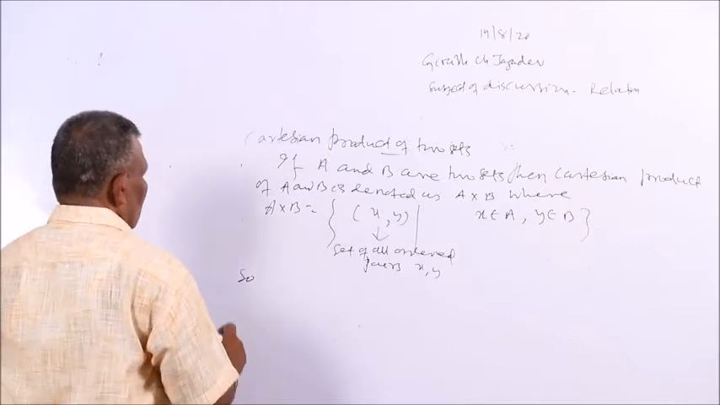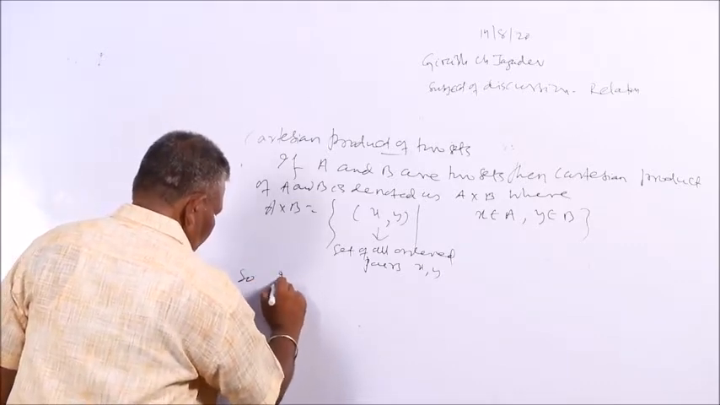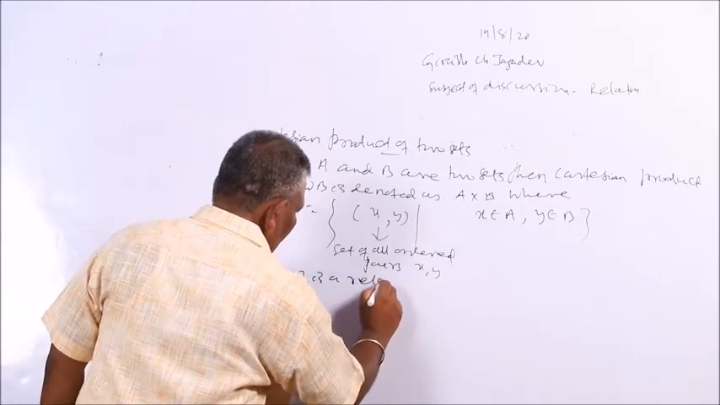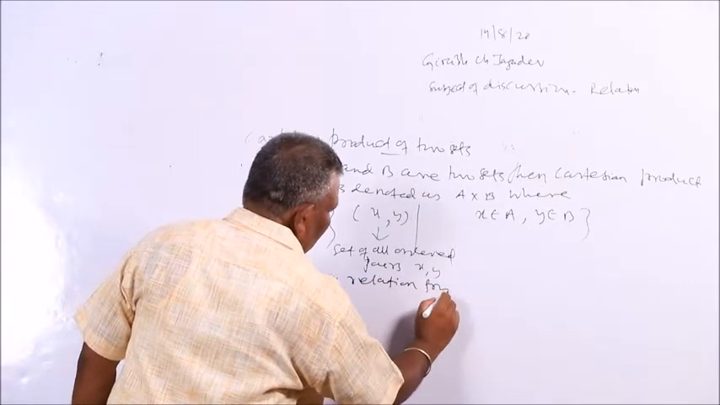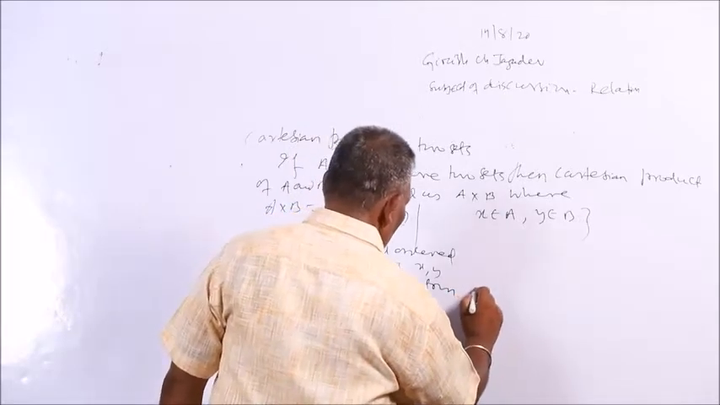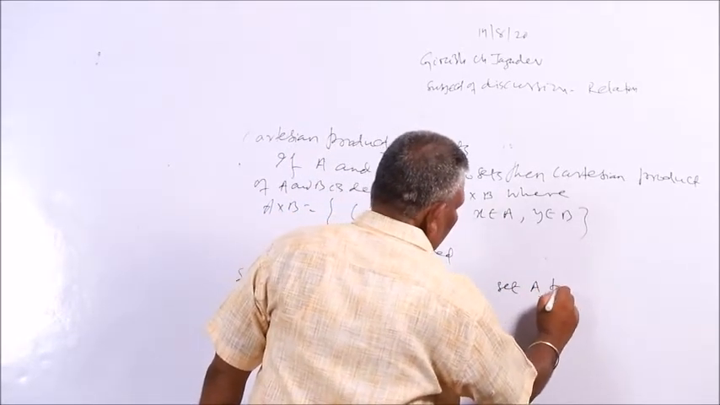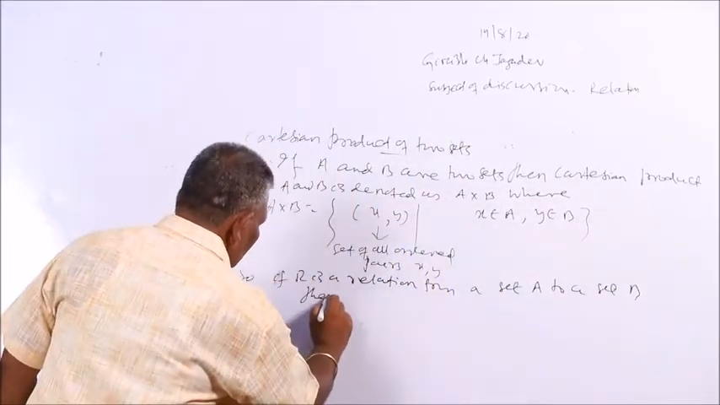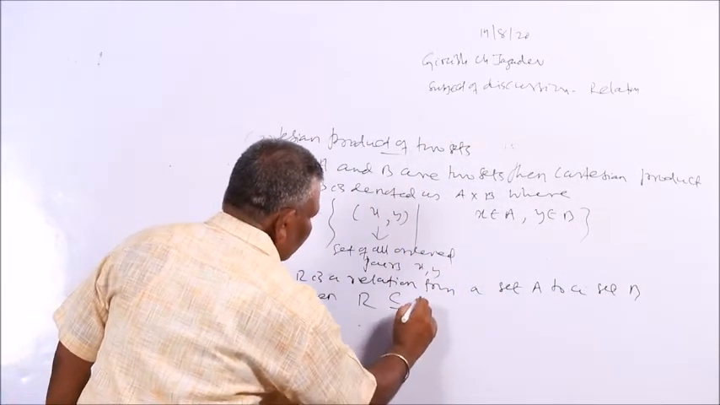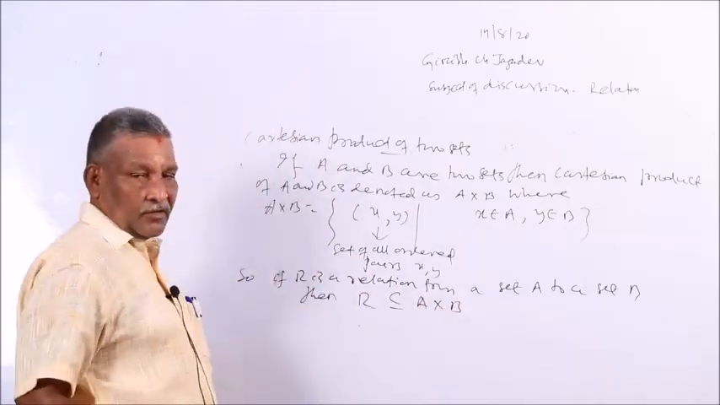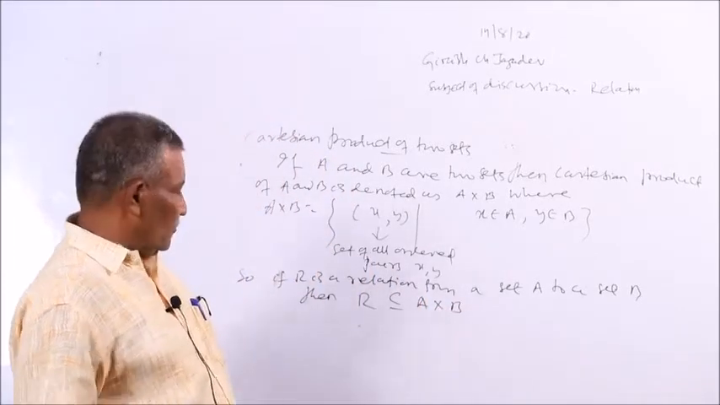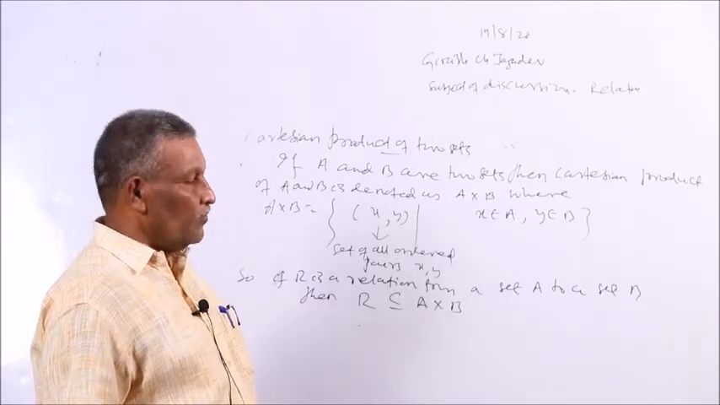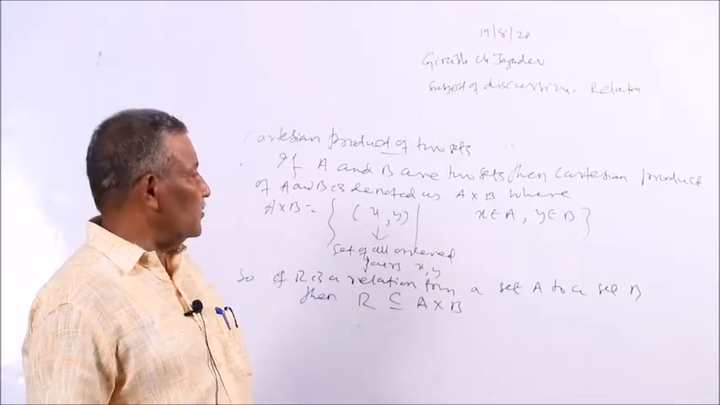So, if R is a relation from a set A to a set B, then R is a subset of their Cartesian product A cross B. So virtually a relation is always a subset of the Cartesian product of two sets on which the relation is defined.